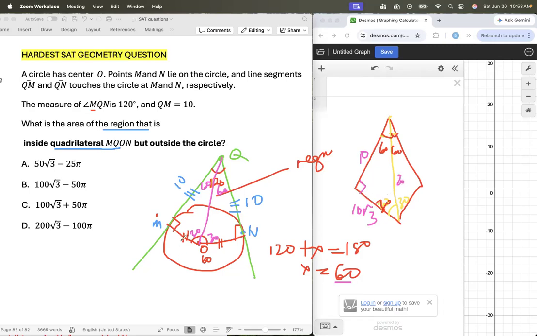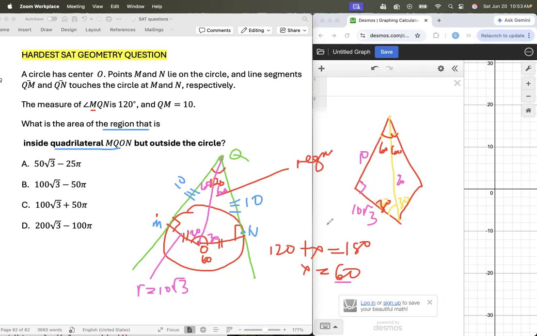Right? So here, our radius is 10 square root of 3 because that side is 10. You see how we unravel everything together. After that, we're done. Now we just have to do the calculation.